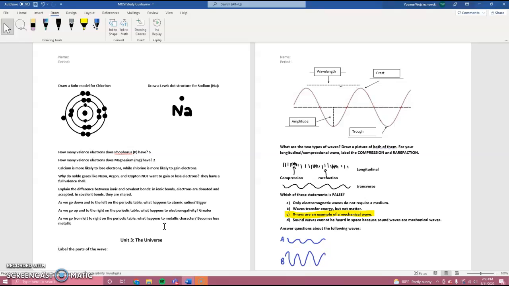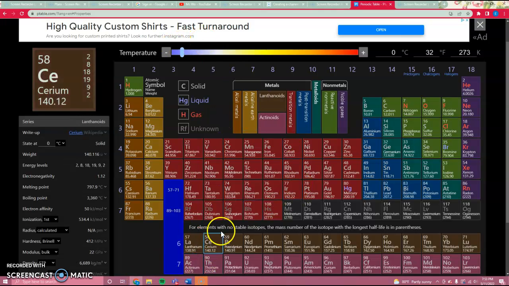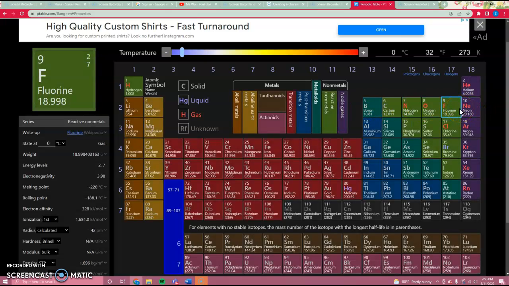As we go down and to the left on the periodic table, what happens to the atomic radius? So as we go down and to the left, as we get into this corner, the atoms are getting very big, whereas here they're getting very small. You might think that they would get big as you go up every single number, but that's not the case.